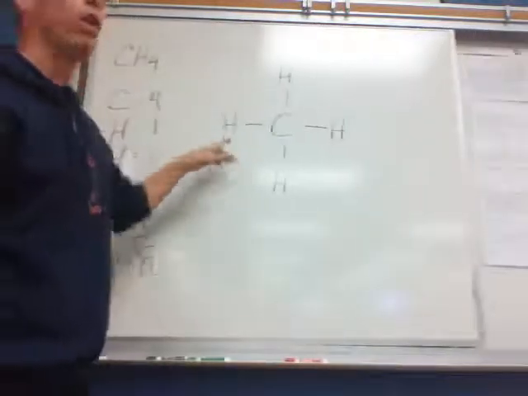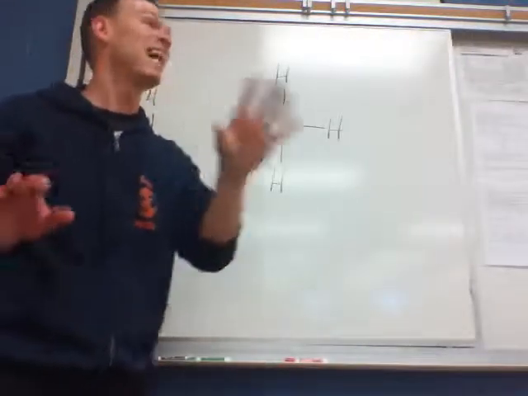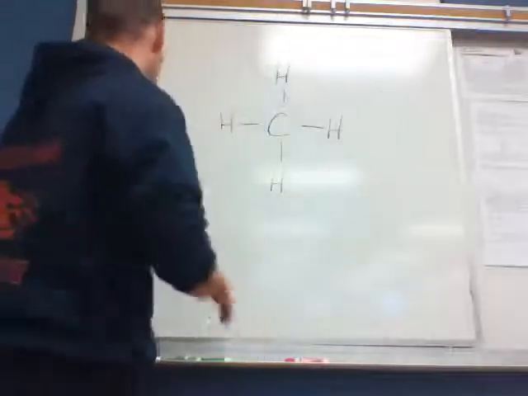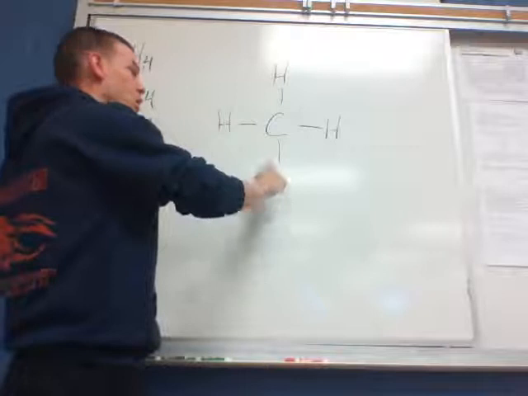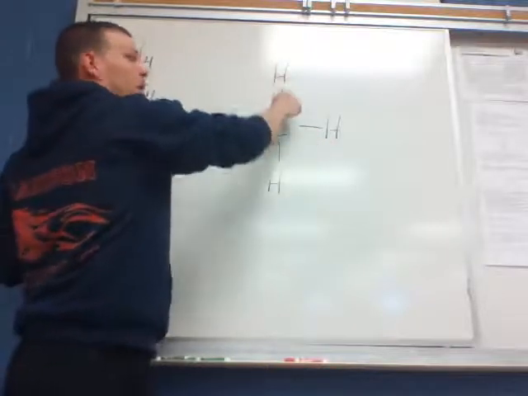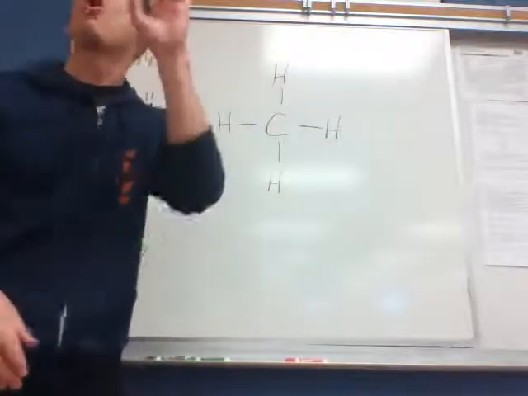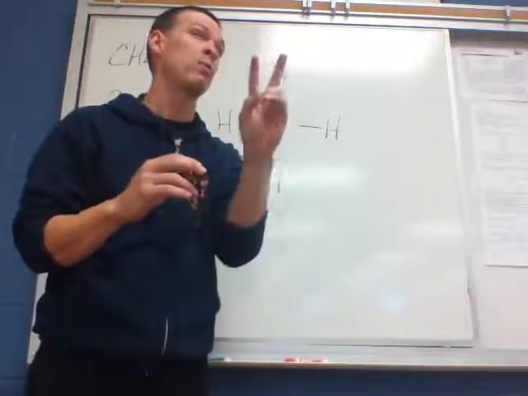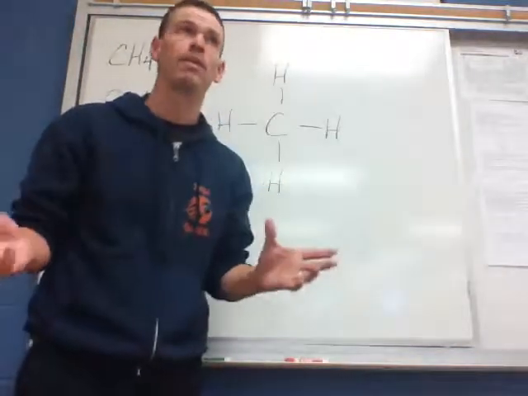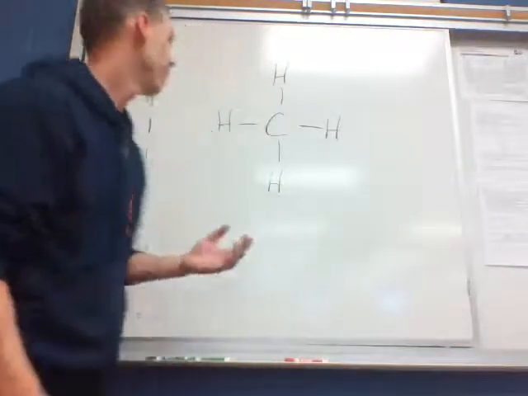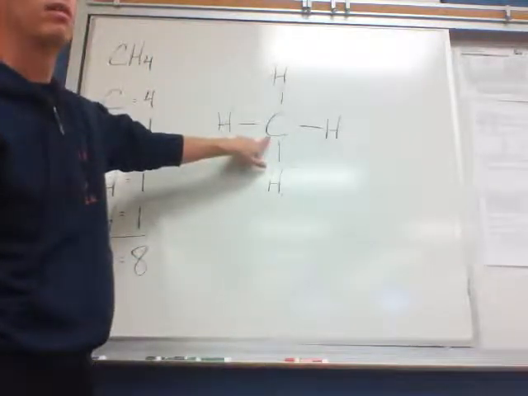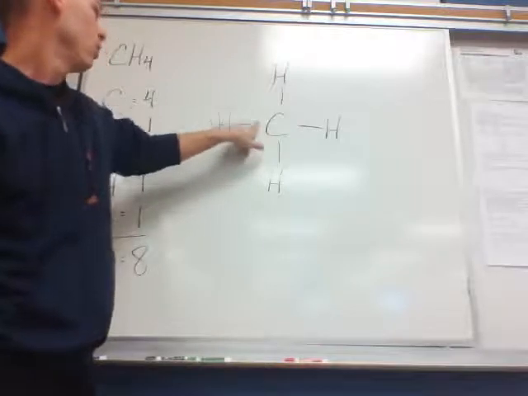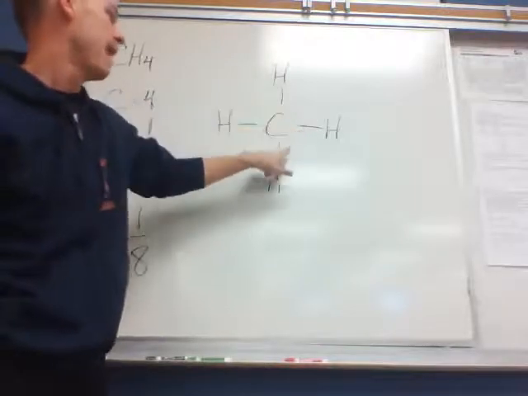So this is what we call a happy hydrogen, because hydrogen only wants 2. He's our special guy. All the hydrogens are happy, but hydrogen's the only guy that's happy with 2. All the other elements require 8. How many dots are touching that carbon? 8. 2, 4, 6, 8.